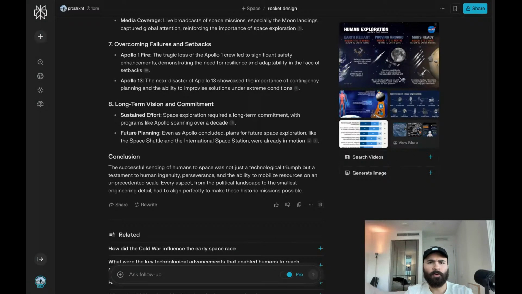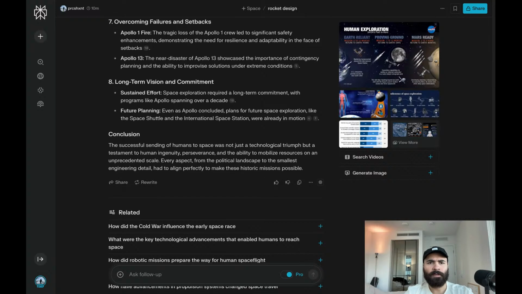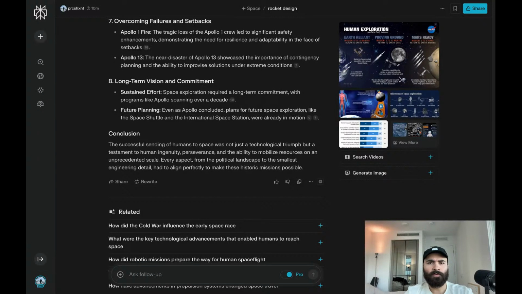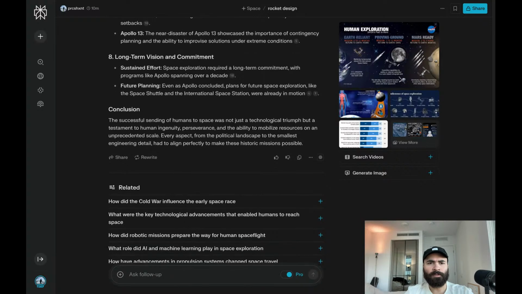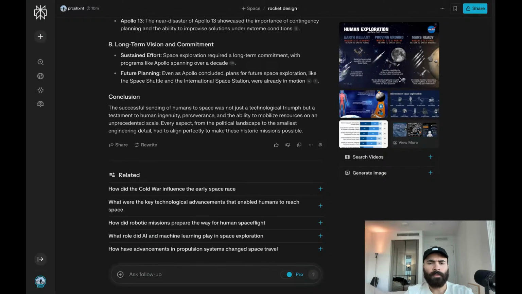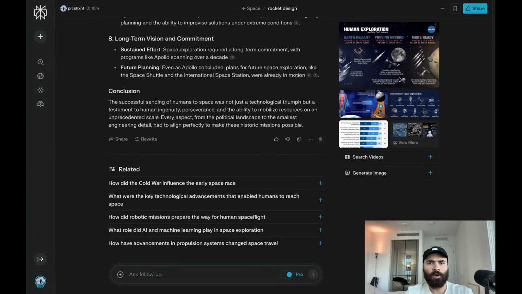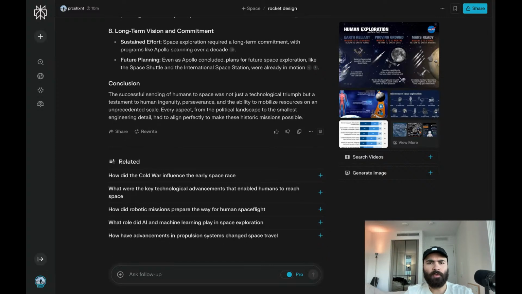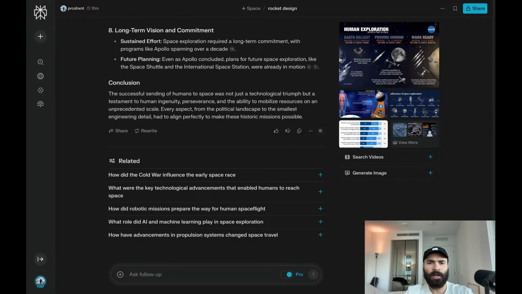The tragic loss of the Apollo 1 crew led to significant safety enhancements and showed the need for resilience and adaptability in the face of setbacks. The near disaster of Apollo 13 showcased the importance of contingency planning and the ability to improvise solutions under extreme conditions. Space exploration required a long-term commitment, with programs like Apollo spanning over a decade. Even as Apollo concluded, plans for future space exploration like the Space Shuttle and the International Space Station were already in motion.